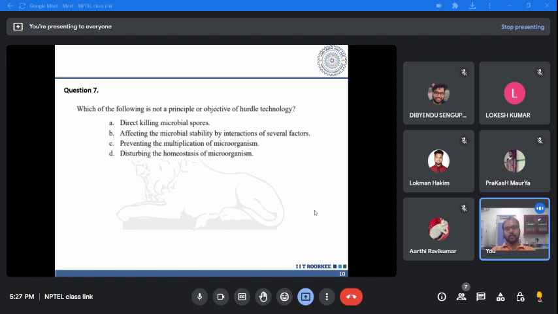Which of the following is not a principle or objective of hurdle technology? I told you about the hurdle technology. So which of the following is not? You have to care about this not. Direct killing of microbial spores, affecting the microbial stability by interaction of several factors, preventing the multiplication of microorganisms, disturbing the homeostasis of microorganisms. So you need to answer which of the following is not a principle or objective of hurdle technology. Please answer. Meanwhile, I'll come back within a minute.